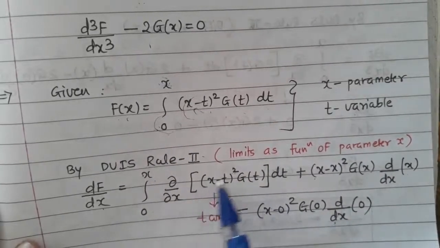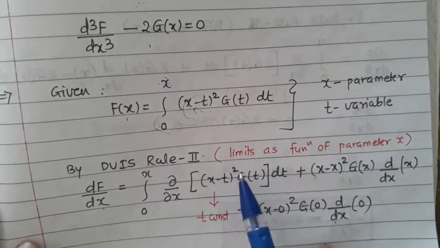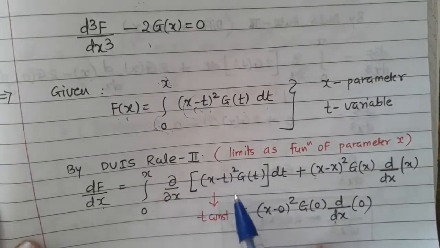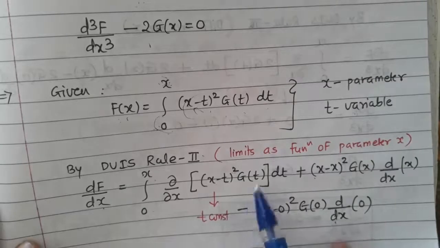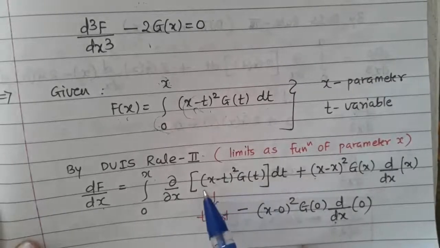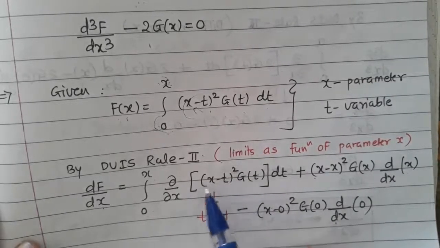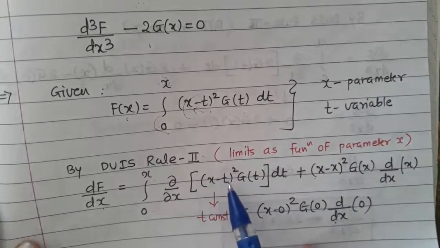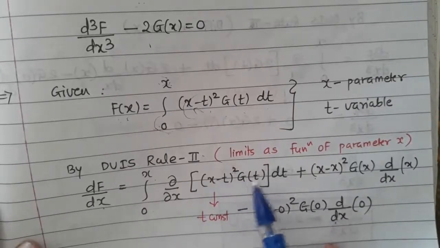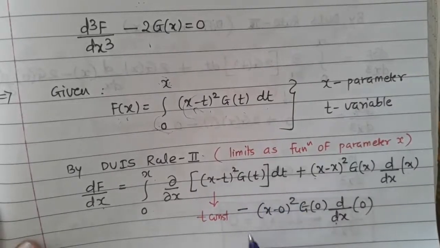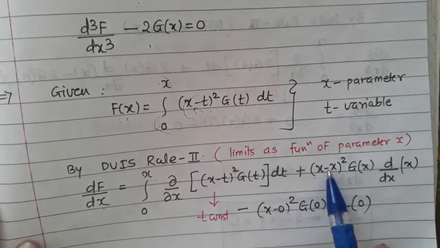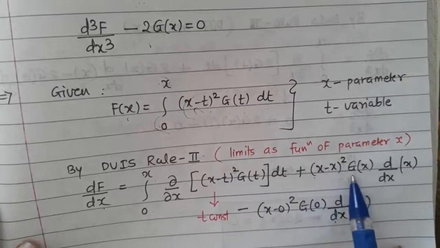So if you find the partial derivative of this function with respect to x, keep t totally as a constant. So g(t) as it is, and the derivative of (x − t)² is 2(x − t). So this is the first step, and integrate the remaining function with respect to t. x − x becomes 0, so the second term becomes 0.